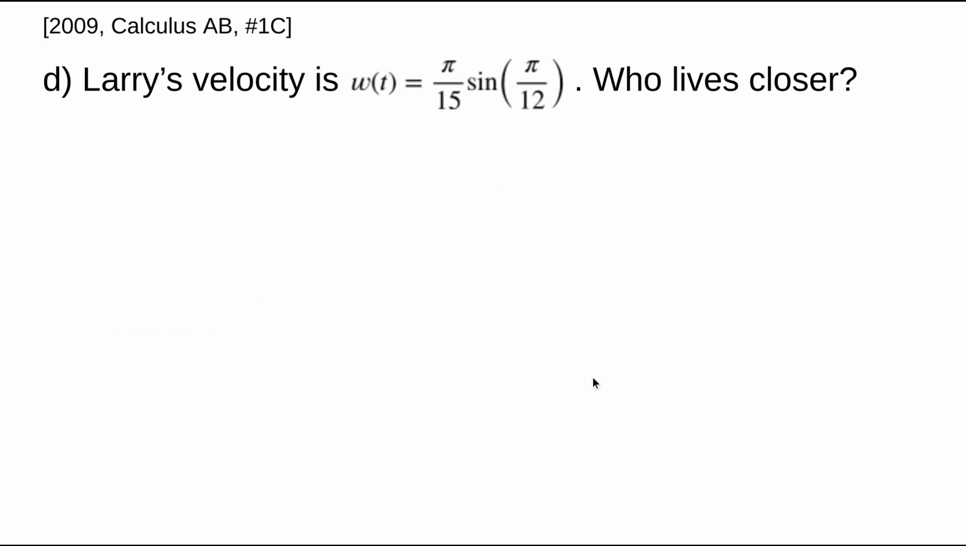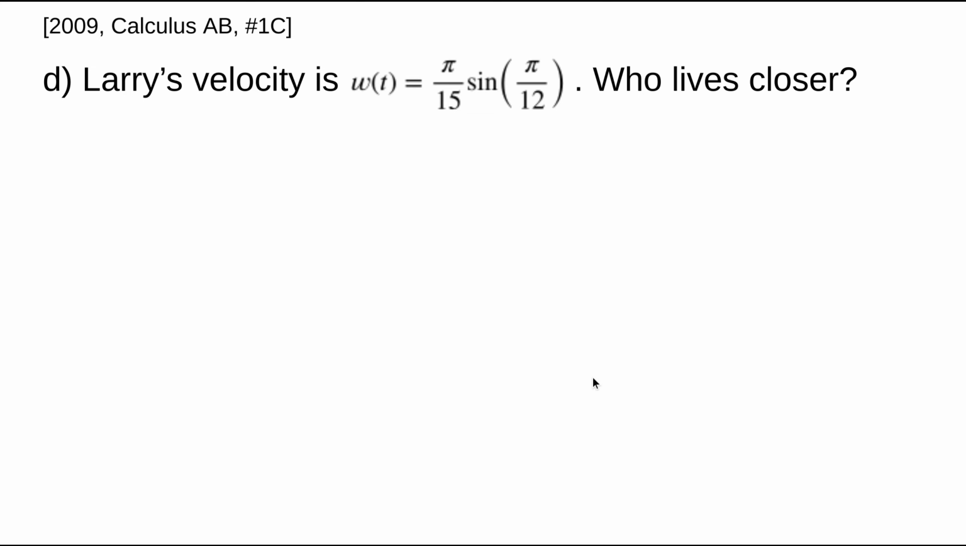In part D of the question, we are introduced to a second student, Larry. Larry is also riding his bicycle, and Larry's velocity is given by the function w of t equals pi over 15 times sine of pi over 12 t, and we are asked who lives closer.